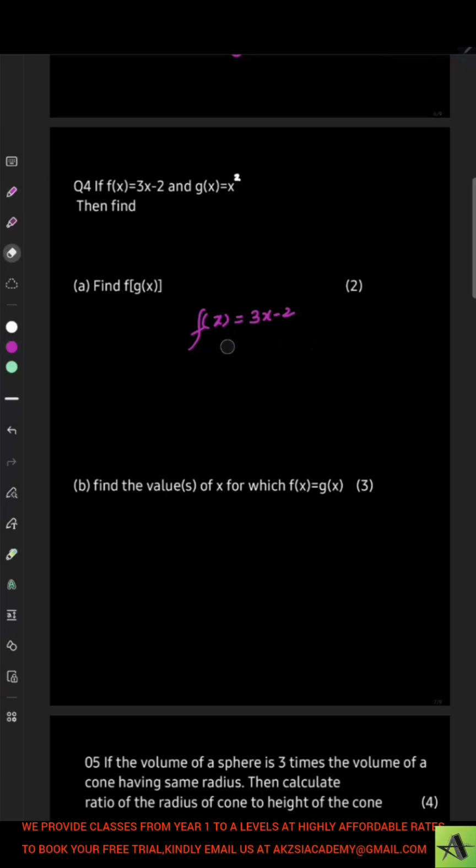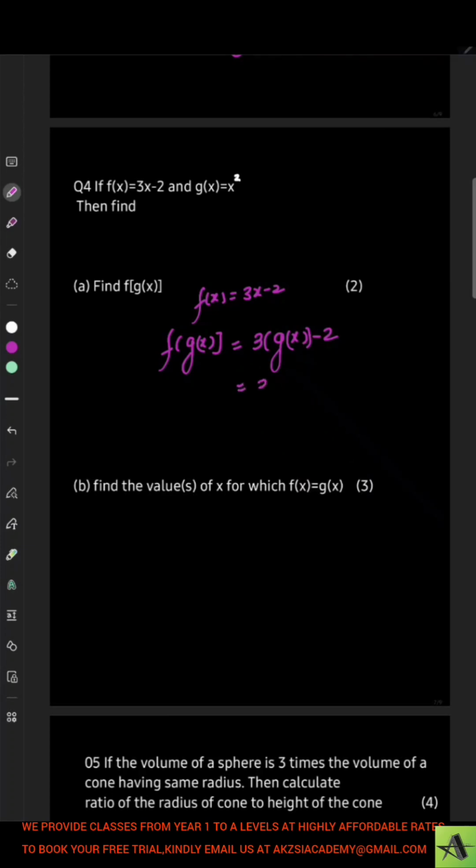Similarly, f of g x means in place of x, I'm substituting g of x. If f of x is 3x minus 2, then f of g x will be, in place of x, I have to replace it with g of x. So 3 times g of x minus 2. Now, I cannot leave my answer in the form of g of x as I already have the value, which is x squared. So I need to replace g of x with x squared. That will become 3x squared minus 2. So f of g x is 3x squared minus 2.